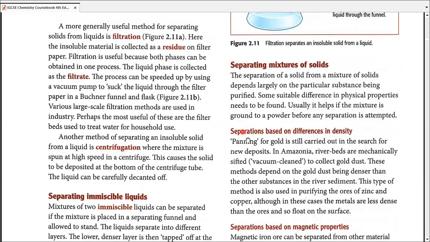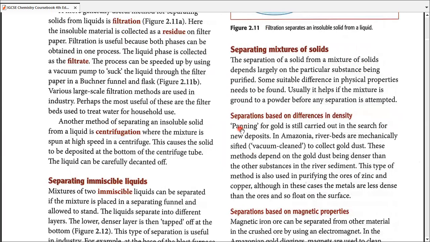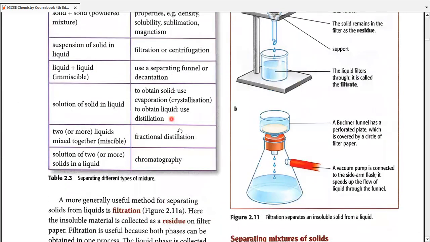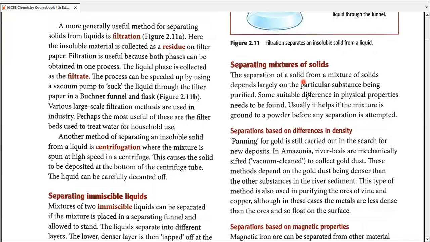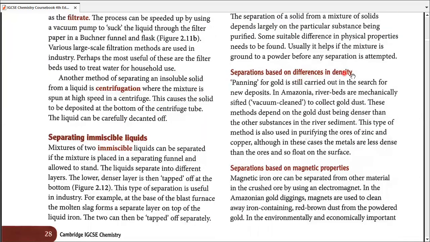Moving on, separating mixtures of solids. Now, when you're going to separate mixtures of solids, I hope you understand we discussed some differences in properties. There were 4 properties that were named over here: density, solubility, sublimation, magnetism. So we're going to start with different properties up next. The first property in the list is density. For example, panning for gold is still carried out in the search of new deposits.